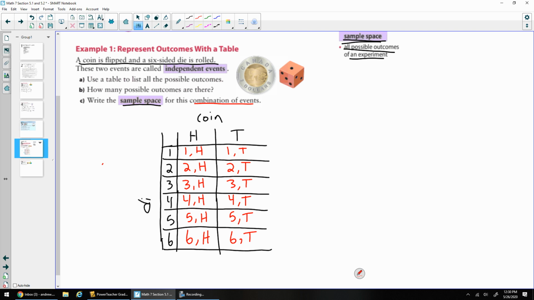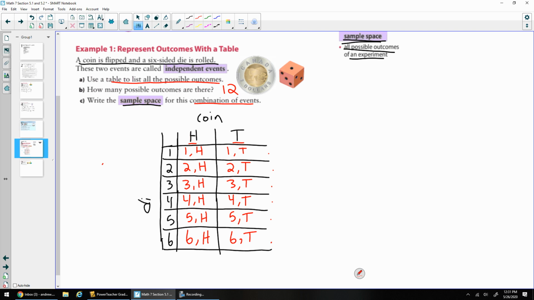Now we can see we've written out every possible combination, because we have both possible outcomes for the coin, all 6 possible outcomes for the die, and every combination that we can get. So I used the table to list all the possible outcomes. How many possible outcomes are there? Well, there's 2, 4, 6, 8, 10, 12. There are 12 possible outcomes with these two events.